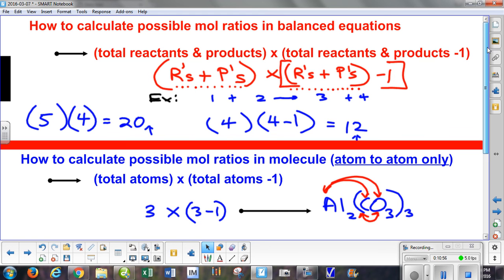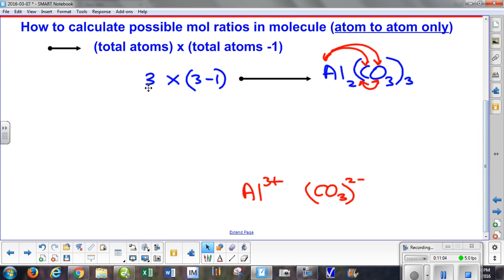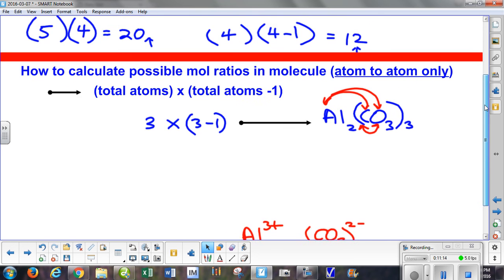Okay? Reactants and products in this case will now be the total number of atoms. So total number of atoms times the total number of atoms minus 1 gives us a total of 6. And that's how it works for molecules. I hope you find this useful.